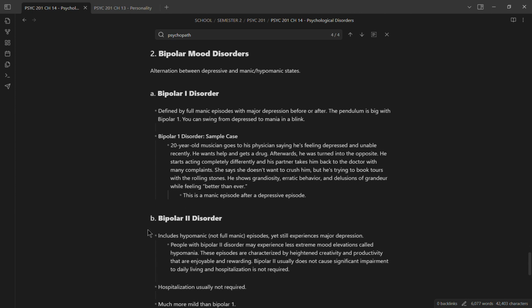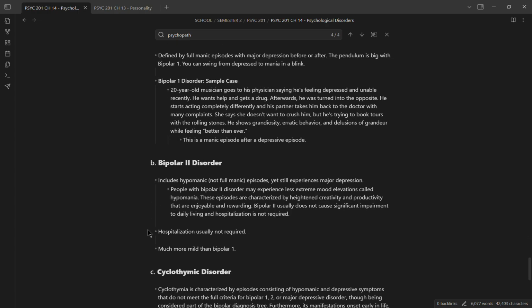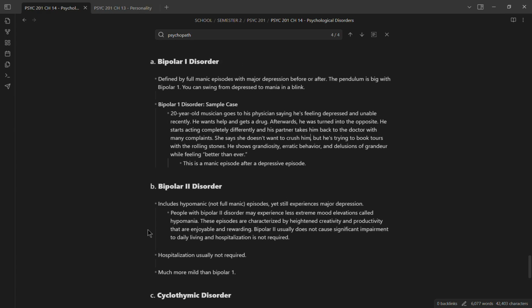Bipolar 2 is characterized by hypomania, right? It's hypomanic episodes with major depression before or after. Essentially, hypomania is a more mild form of mania. It's not full mania yet. So people with bipolar 2 may experience less extreme mood elevations, and this is what hypomania is. These episodes are characterized by heightened creativity and productivity that are enjoyable and rewarding because their energy isn't as high. They don't have as extreme and sporadic symptoms.